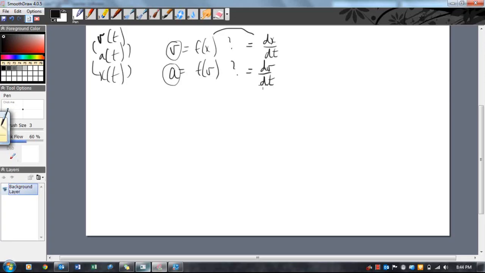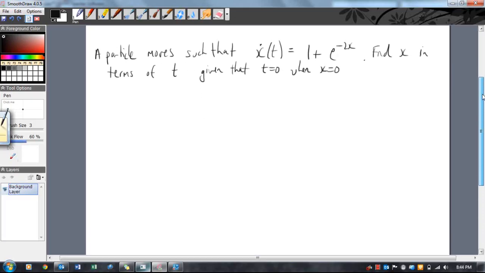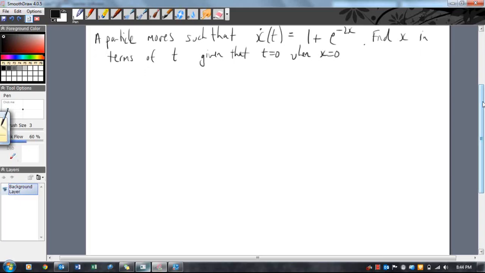I'm just going to crack straight into some examples. Just remember, we're going to change velocity or acceleration, depending on what the question asks for, into something that we want. So let's have a look at this example I'm about to do. A particle moves such that x dot t is equal to 1 plus e to the negative 2x. Find x in terms of t given that t equals 0 when x equals 0.